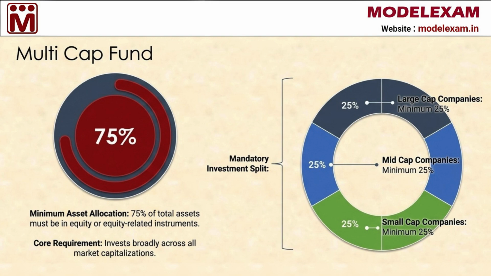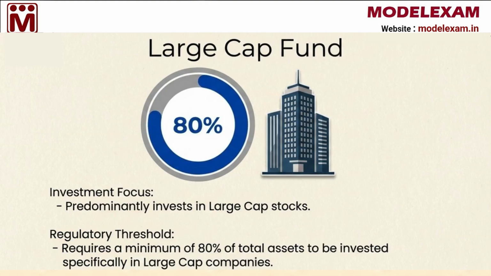types of company sizes. For this scheme, at least 75% of the total assets must be kept in equity or related instruments. There is also a very strict rule for how this money is divided. At least 25% must go to large cap companies, another 25% to mid cap companies, and a final 25% to small cap companies.